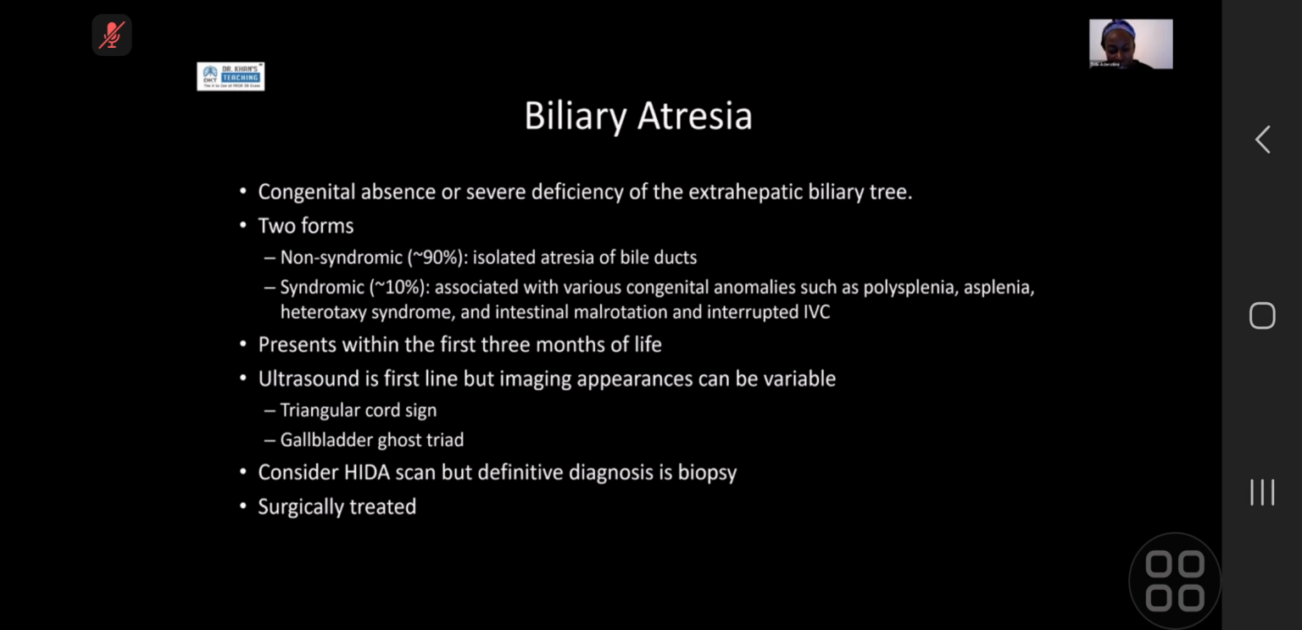And which contrast is given in H-type fistulas? Water-soluble Omnipaque is given, or other water-soluble contrast.